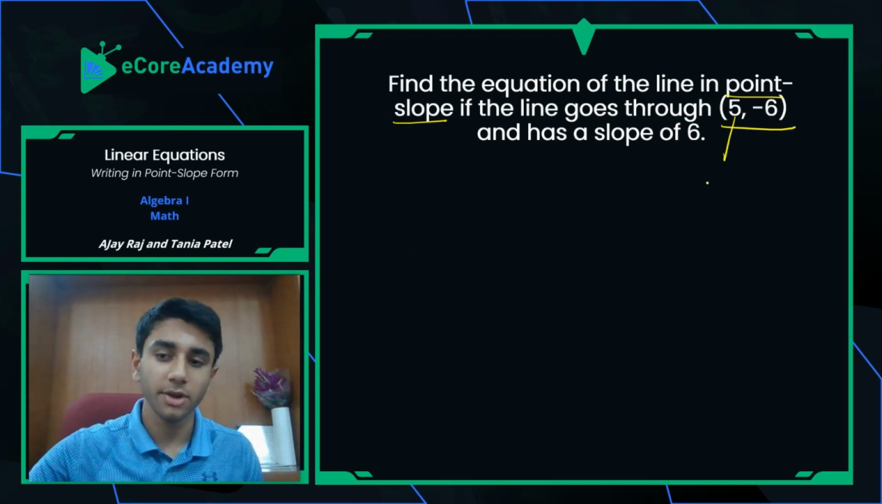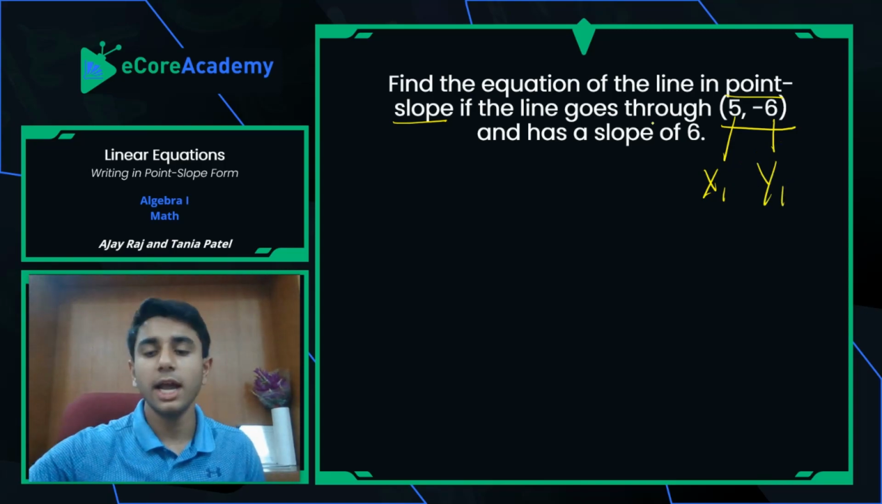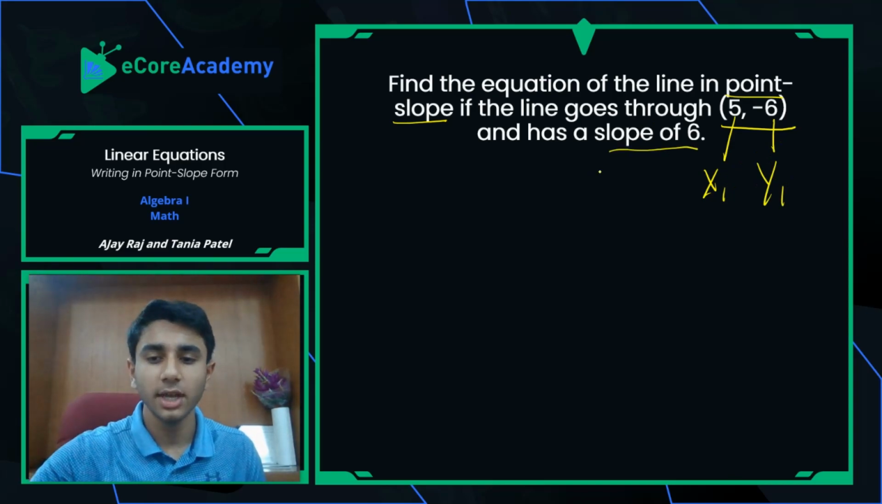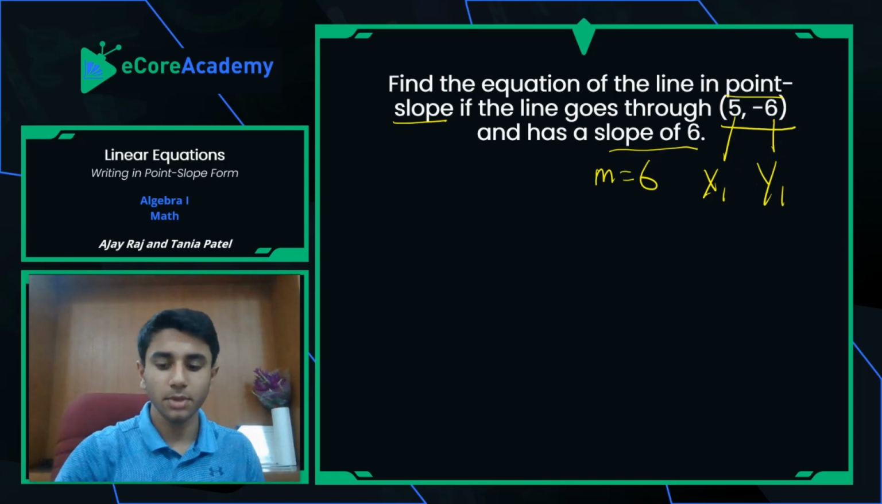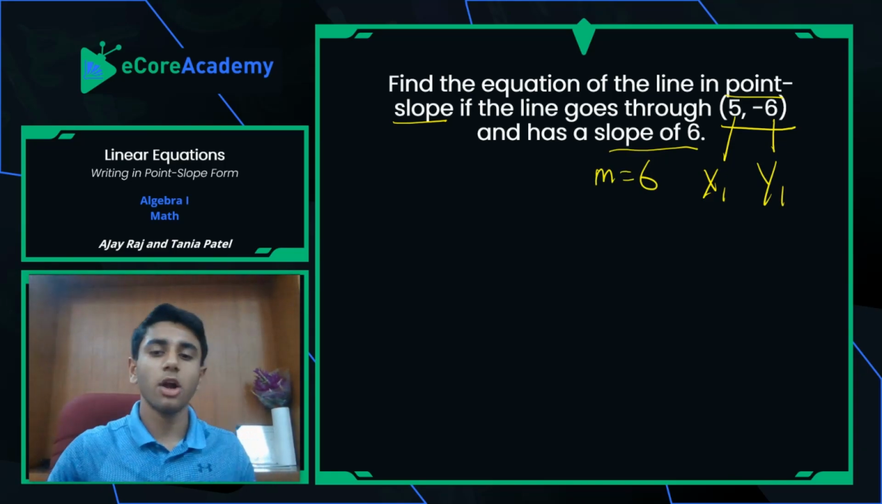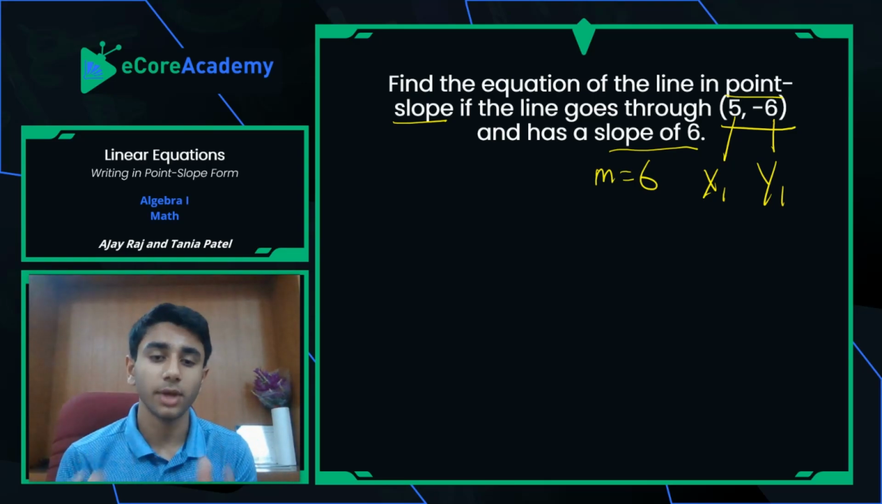This 5 right here is going to be our x1, our original x coordinate, our first x coordinate, and then -6 is going to be our y1, obviously correlating with x1. And then finally, we're going to be given a slope of 6, so that means that m equals 6. M is always slope in linear equations. So now what we're going to do is create our original equation for our point slope form, put that in, and then we'll start to plug in our variables to create the equation.